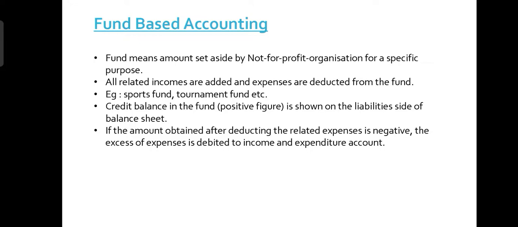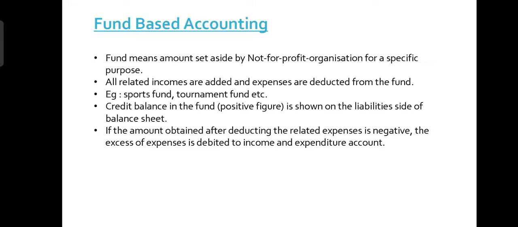Okay. So you have an opening balance. With that, you will add the receipts or the incomes received in relation to that fund, and finally you will deduct the corresponding expenses. After adjusting the expenses, if your amount obtained is a positive figure, you will show that on the liability side of the balance sheet. That means that the fund created is more than the expenses. So you have a positive figure, and that will appear on the liability side of the balance sheet.